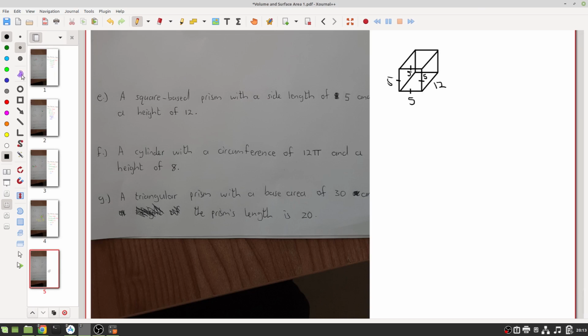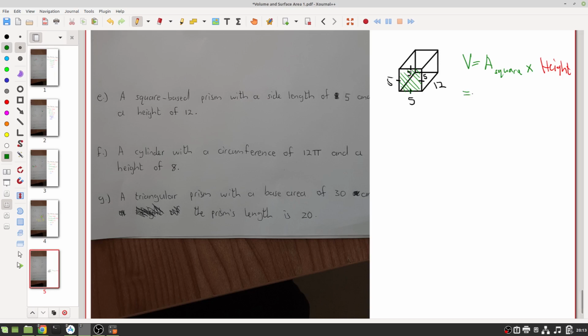But you don't need to draw that if you're happy just seeing the shape in your head or imagining it, that's fine. So again, the volume is going to be the area of our base, and our base is a square, right? Because it tells us in the question, square-based. So the square is our base. So area of the square times the height of the prism.